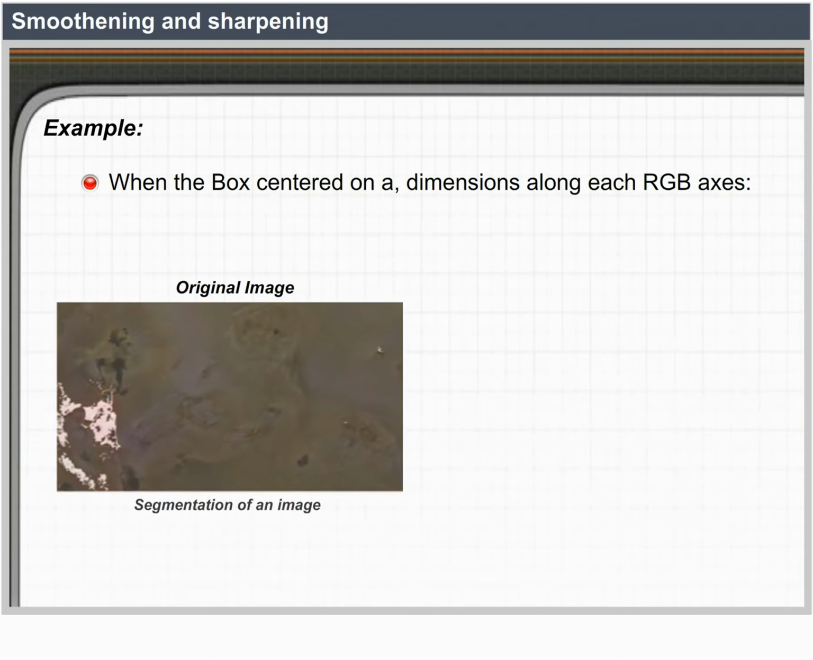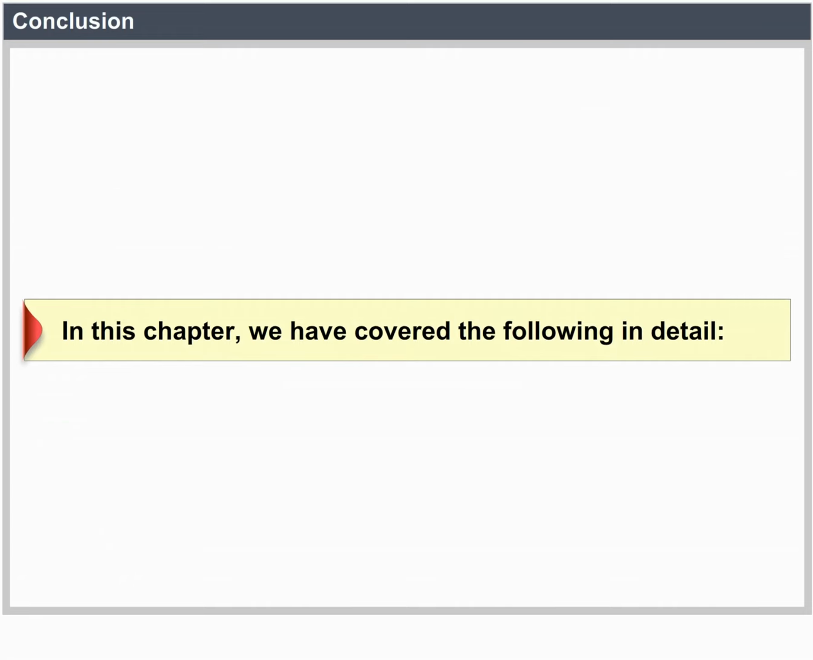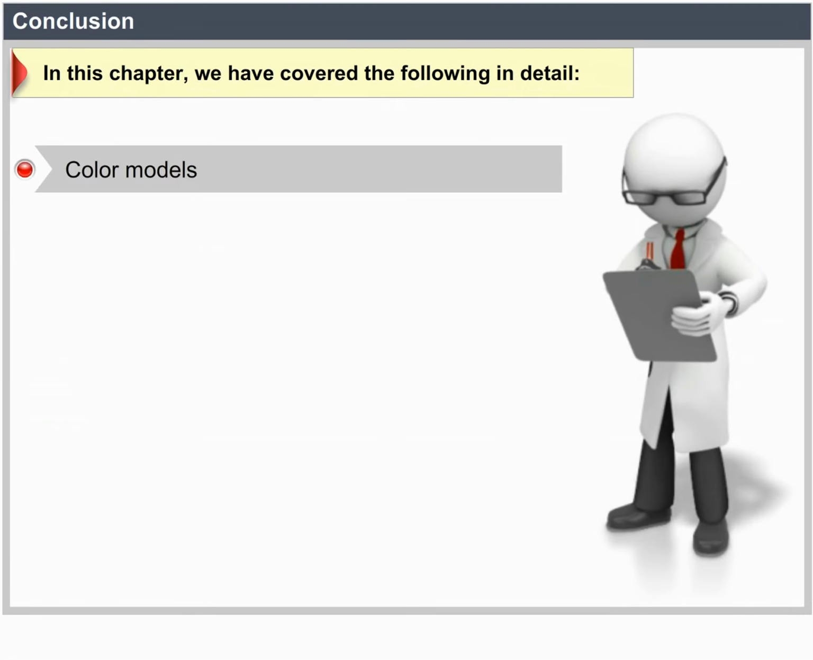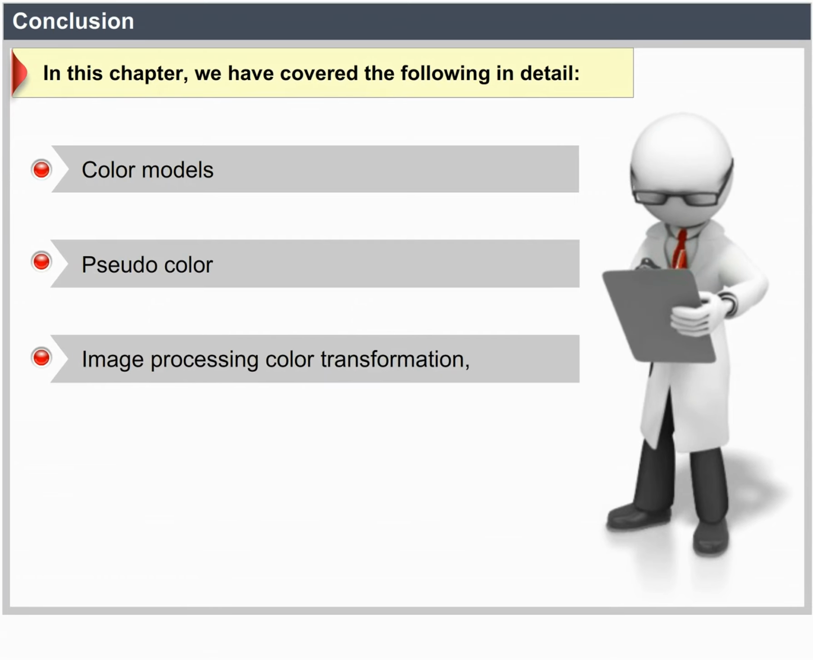Conclusion. In this chapter, we have covered the following in detail: color models, pseudo-color image processing, color transformation, and segmentation.